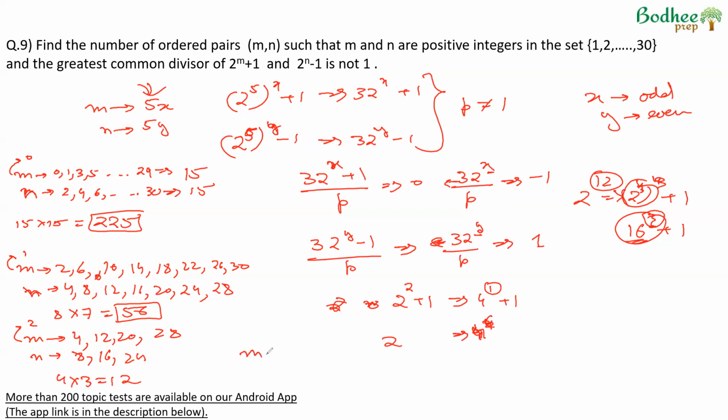Then we look at the case where m has a power of 2 as 3. That is 8 and 24. Correspondingly, n could have a power of 2 as 4, which is 16. So 2 into 1 case here. So the total number of cases will be 225 plus 56 plus 12 plus 2. 56 plus 12 is 68, 70. 70 plus 225 is 295.